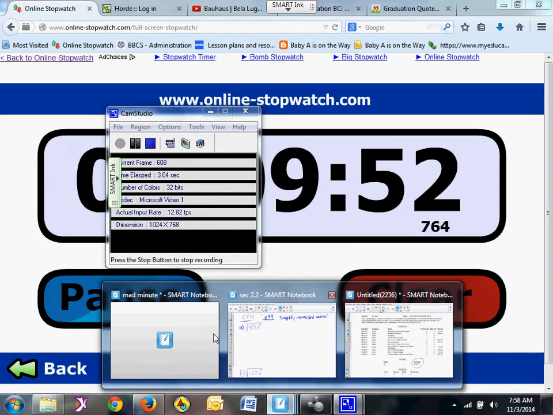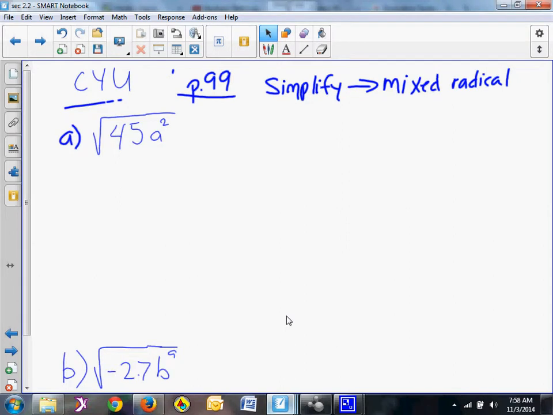All right, we are on the Check Your Understanding on page 99. And it says, for which values of the variable is each radical defined, and simplify the radical if possible. So we're going to answer the first part. We're going to find where this radical is defined.